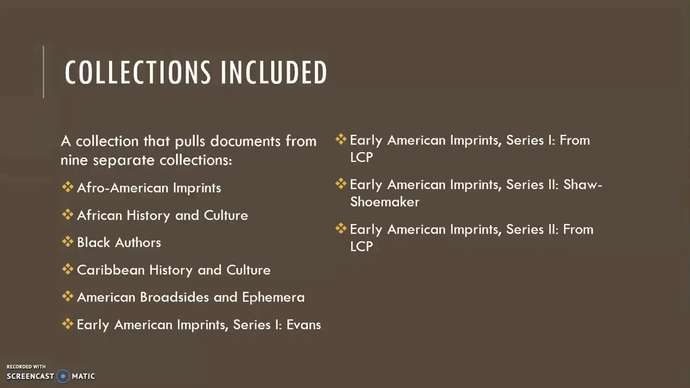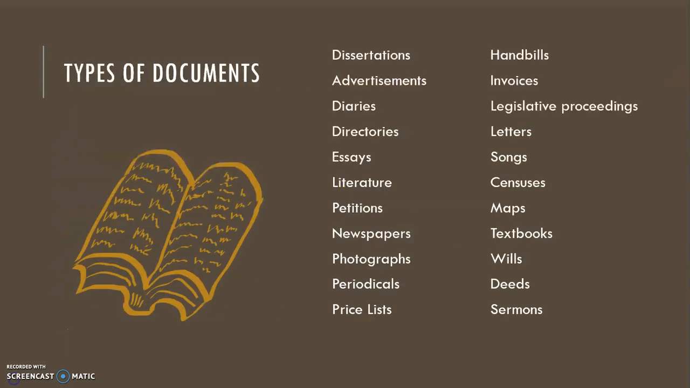So America's Historical Imprints pulls items from across nine of the different collections offered by Readex. As I stated earlier, these collections contain digitized primary source documents that run the gamut from advertisements to price lists to autobiographies to literature. There are hundreds of different types of items that have been indexed within this database. I've listed a few of them here on this slide, but by no means is this an extensive list.